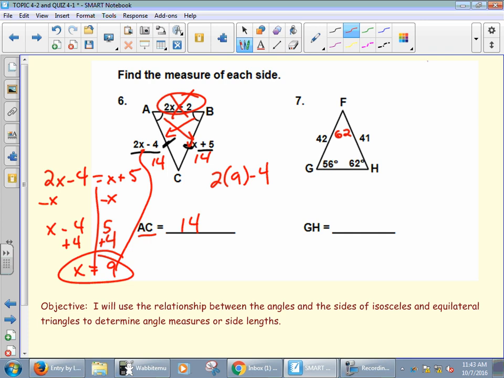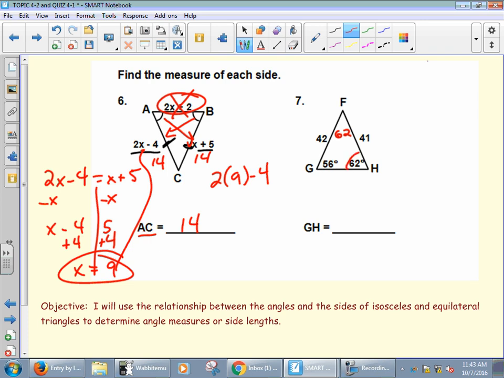Now, let's think about this. Does anyone think they know what GH would be? The 41 and the 42 matter. They're not just random things. You just asked a question I've tried to tell you many times today. It does not. The side lengths do not add up to anything specifically. So the fact that that's 41 and 42, it is not adding up to 180. But let's think about this.